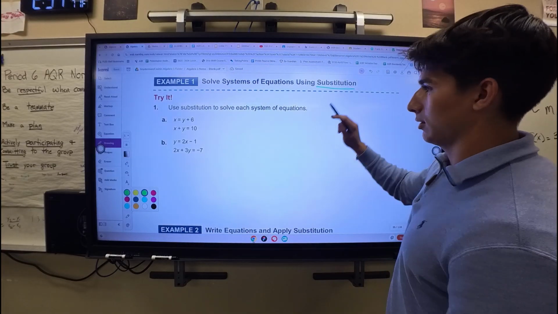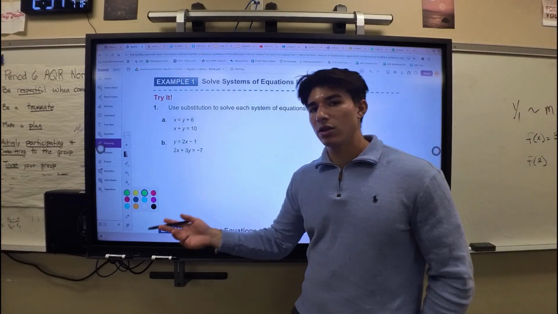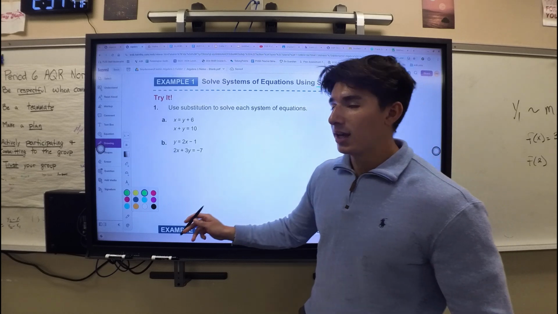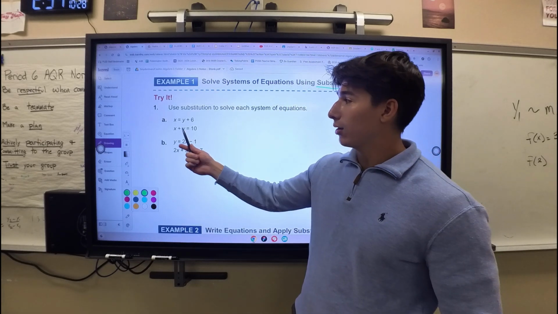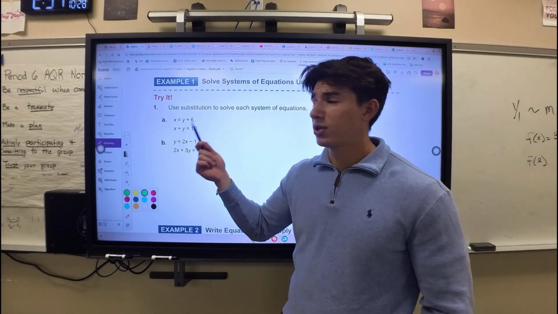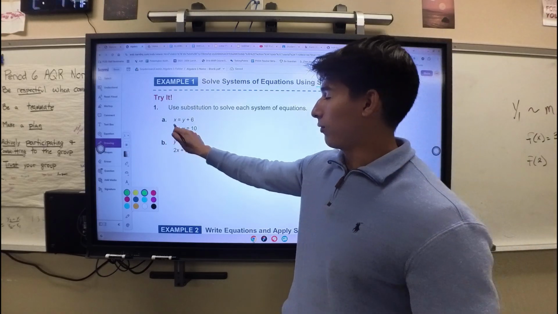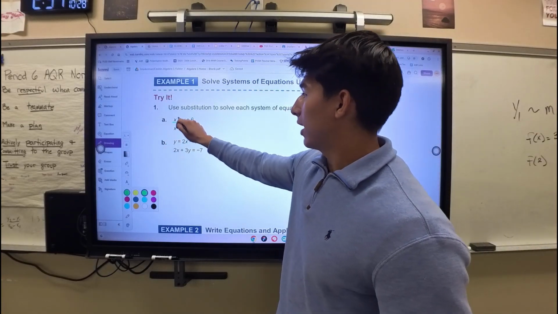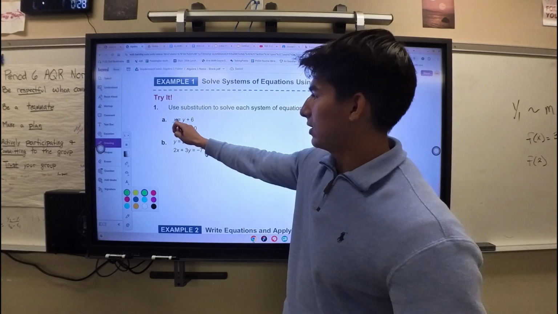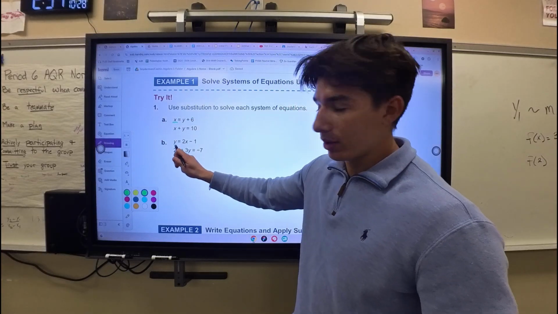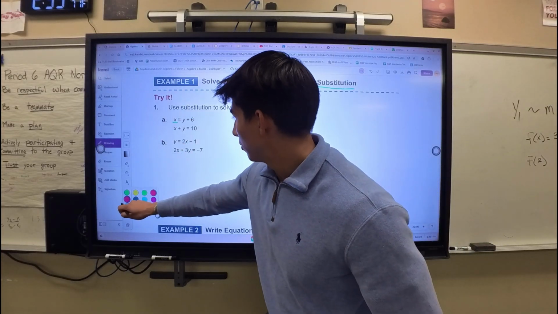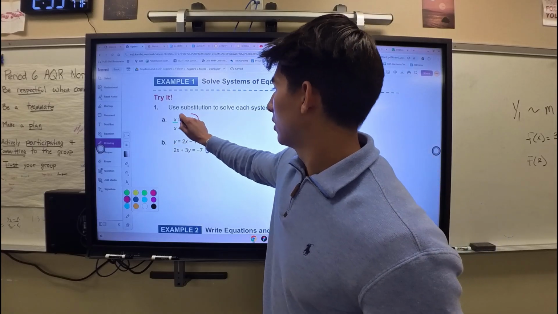It's just replacing. So the first thing we need to do in any problem is find where we have a variable that's already separated. In these, we're lucky, it's already done for us. We have an x that is already by itself. We're looking for x equals something or y equals something. So we have x equals y plus 6.